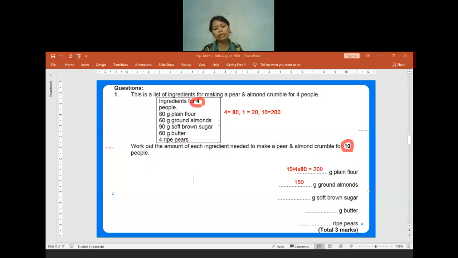find 4 is equal to 60. So it means 1 will be equal to 15. So 10 will be equal to 150 grams. Okay, thank you, Orfeo. Now if brown sugar, how much brown sugar will be needed?